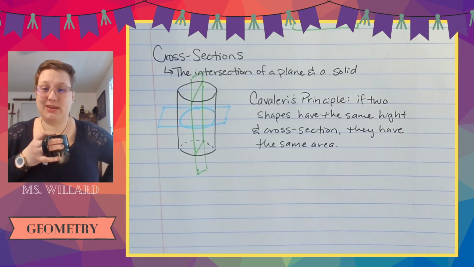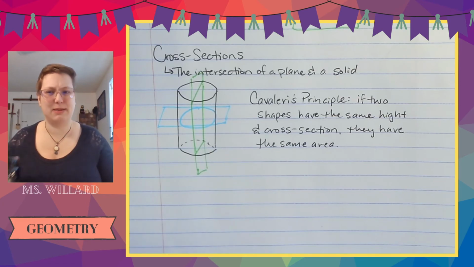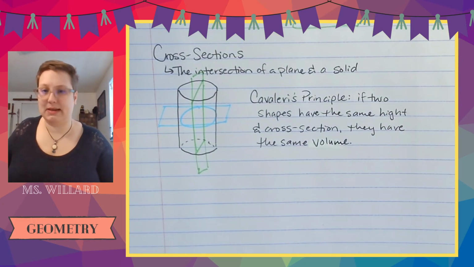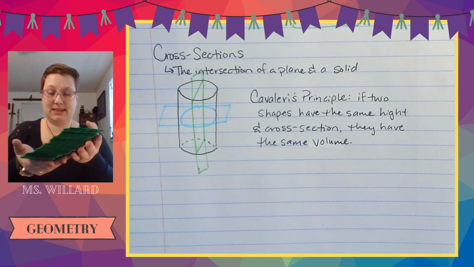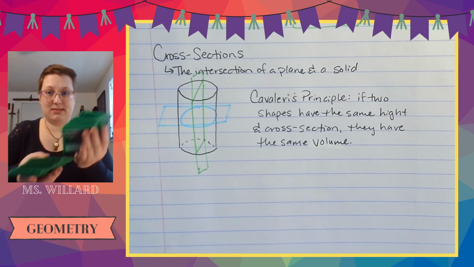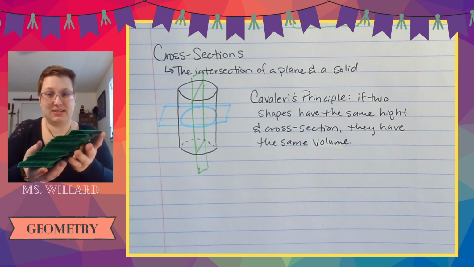But Cavalieri said, okay, if two shapes have the same height and the same cross section, they have the same, oops, I meant volume, not area. Hold on. And he didn't have magic cards back at the time, but it's the same idea, right? I could spread these out this way. It has the same height still. It's still the same from bottom to top. It still has the same cross section. It's a rectangle. These have the same volume as this.